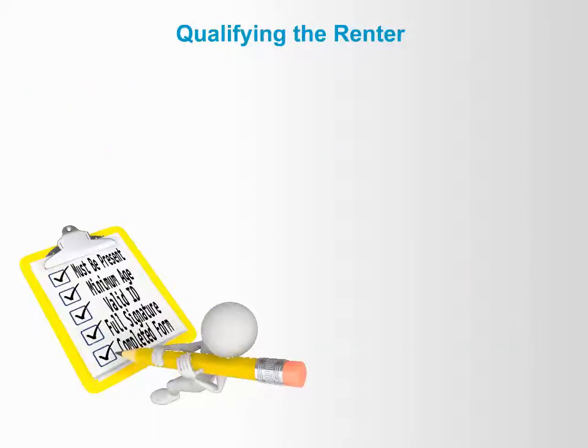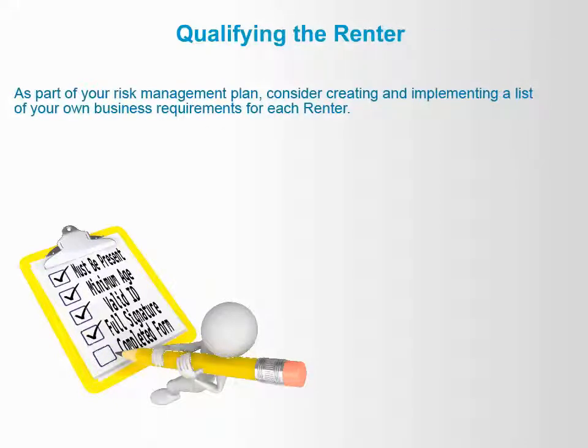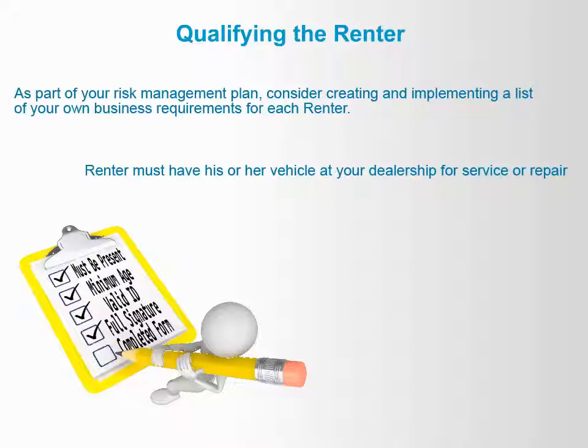Additionally, as part of your risk management plan, consider creating and implementing a list of your own business requirements for each renter. A few examples of these business requirements would include: the renter must have his or her vehicle at your dealership for service or repair.